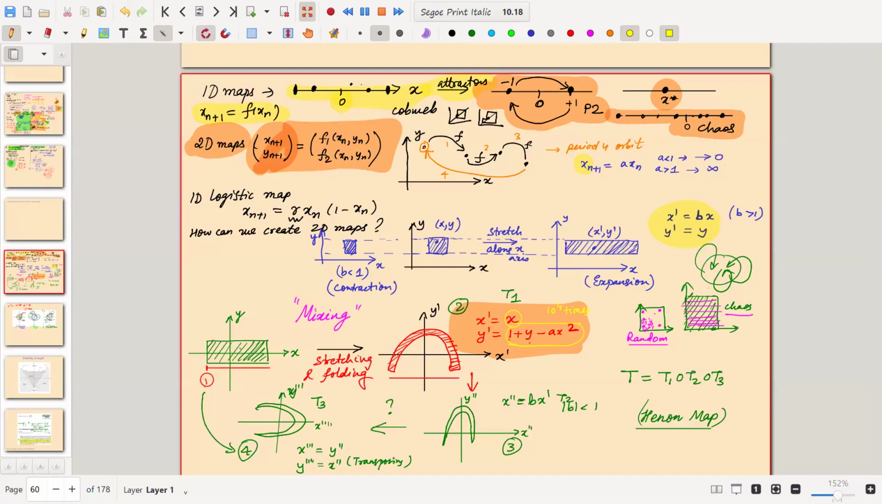I think we did this in last class. Okay, we did this in last class. So try to do this exercise. Okay. Then we can go forward.